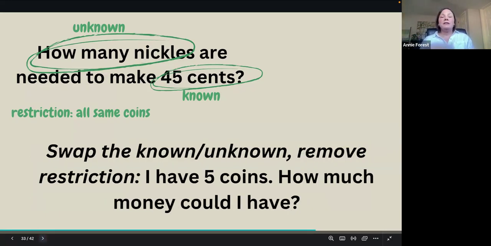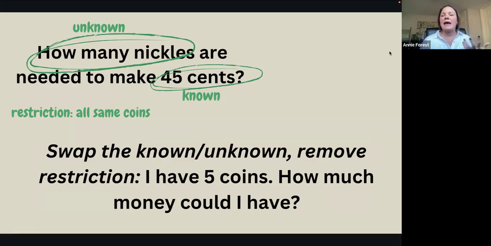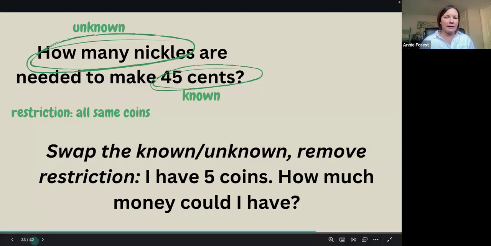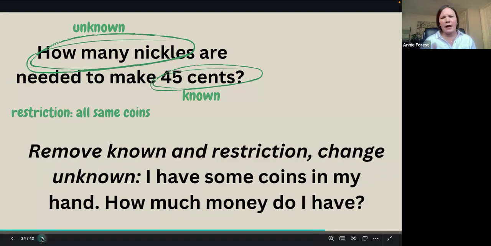But anyway, you could swap the known and unknown, and you could remove the restriction. So I have 5 coins. How much money could I have? Again, it's all just versions of the same problem, playing around with what you know and don't know in the problem and what all the possible answers could be. Do I have another one here? Oh yeah. I have some coins in my hand. How much money do I have? That one's really open, right?